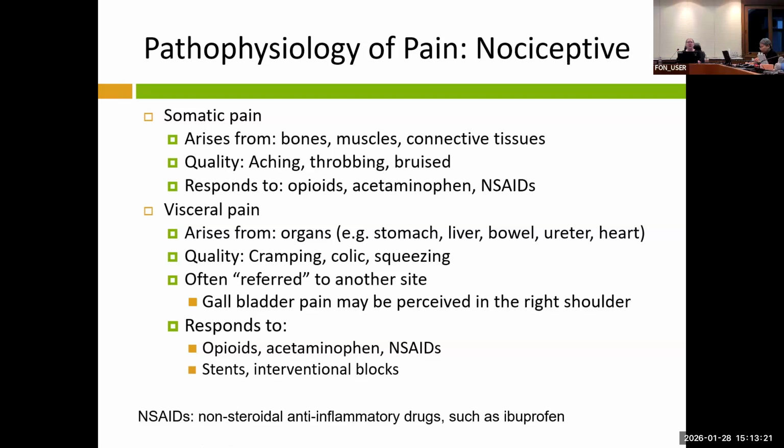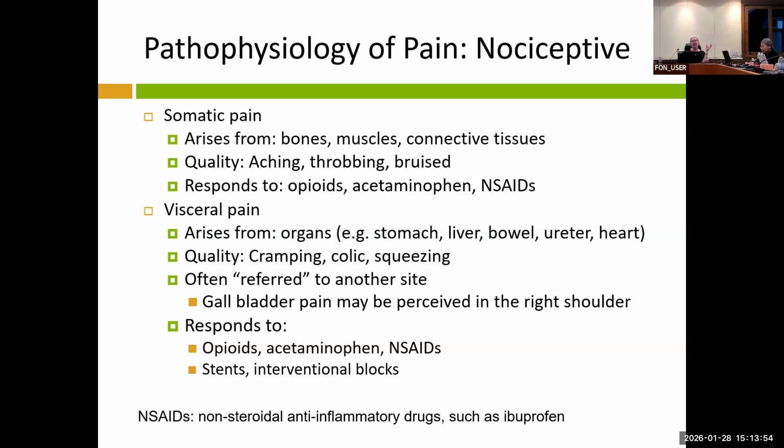So let's talk now a little bit about the pathophysiology of pain. If we're looking at somatic pain, that arises from bones, muscles, and connective tissues. And the quality is aching or throbbing or bruised. Here again, this responds to acetaminophen, NSAIDs, and opioids. Okay.